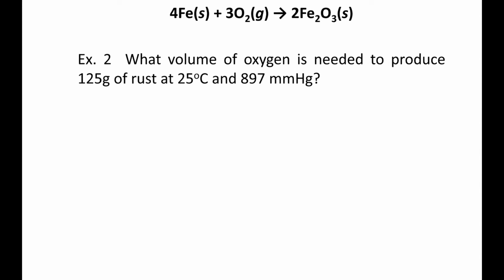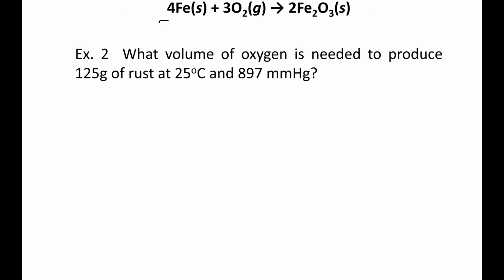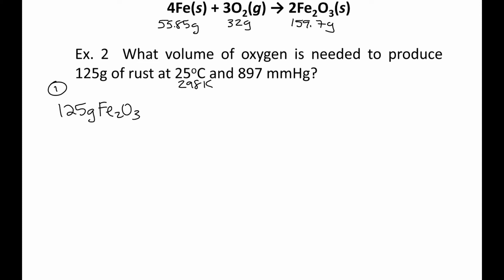Okay, well, let me put the gases down. Let's see. The weights down. 32 grams and 159.7 grams. Okay, so what volume of oxygen is needed to produce 125 grams of rust? So that's what we're starting with, at 25 degrees Celsius, which is 298 Kelvin, and 897 millimeters of mercury. Okay, so let's do this.